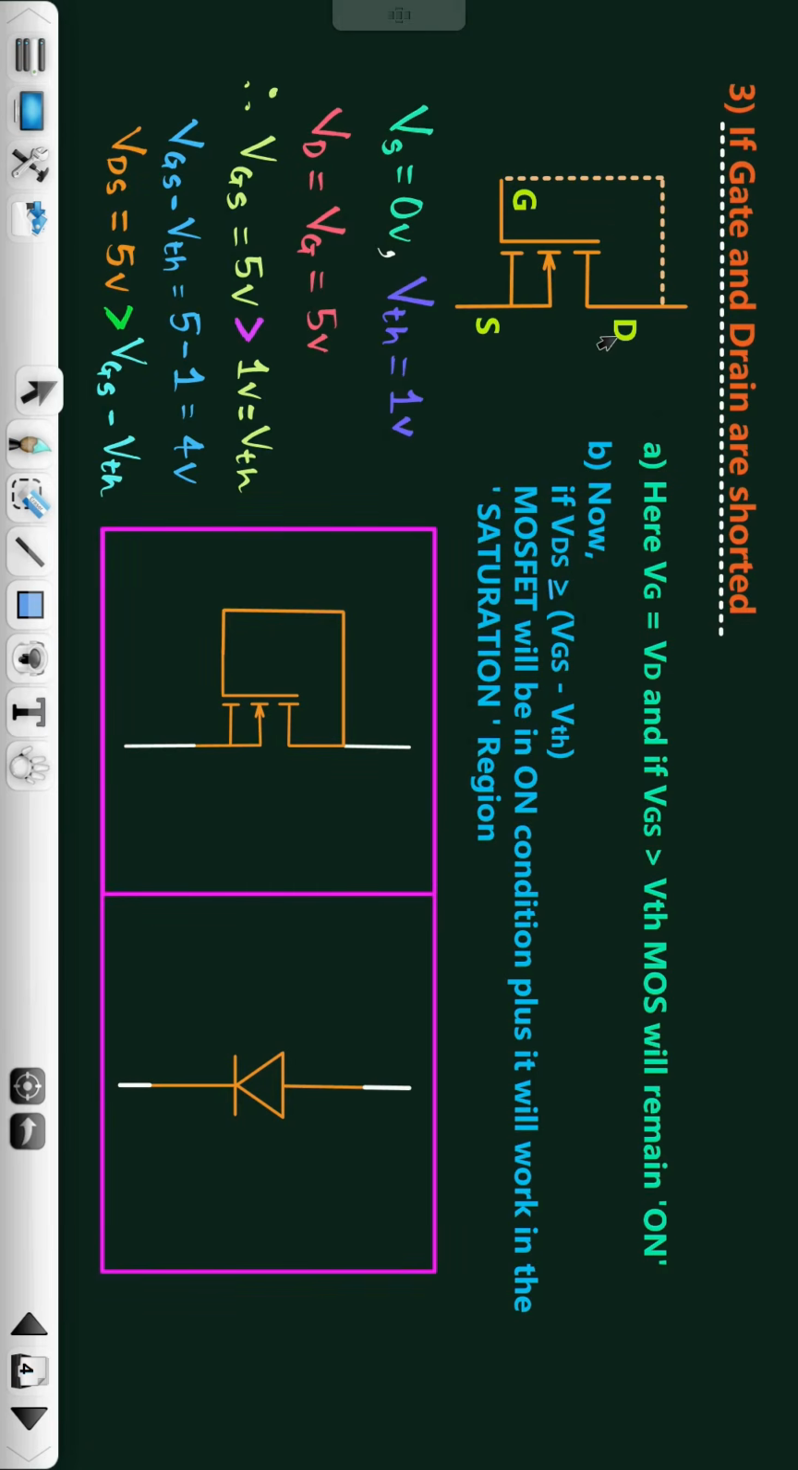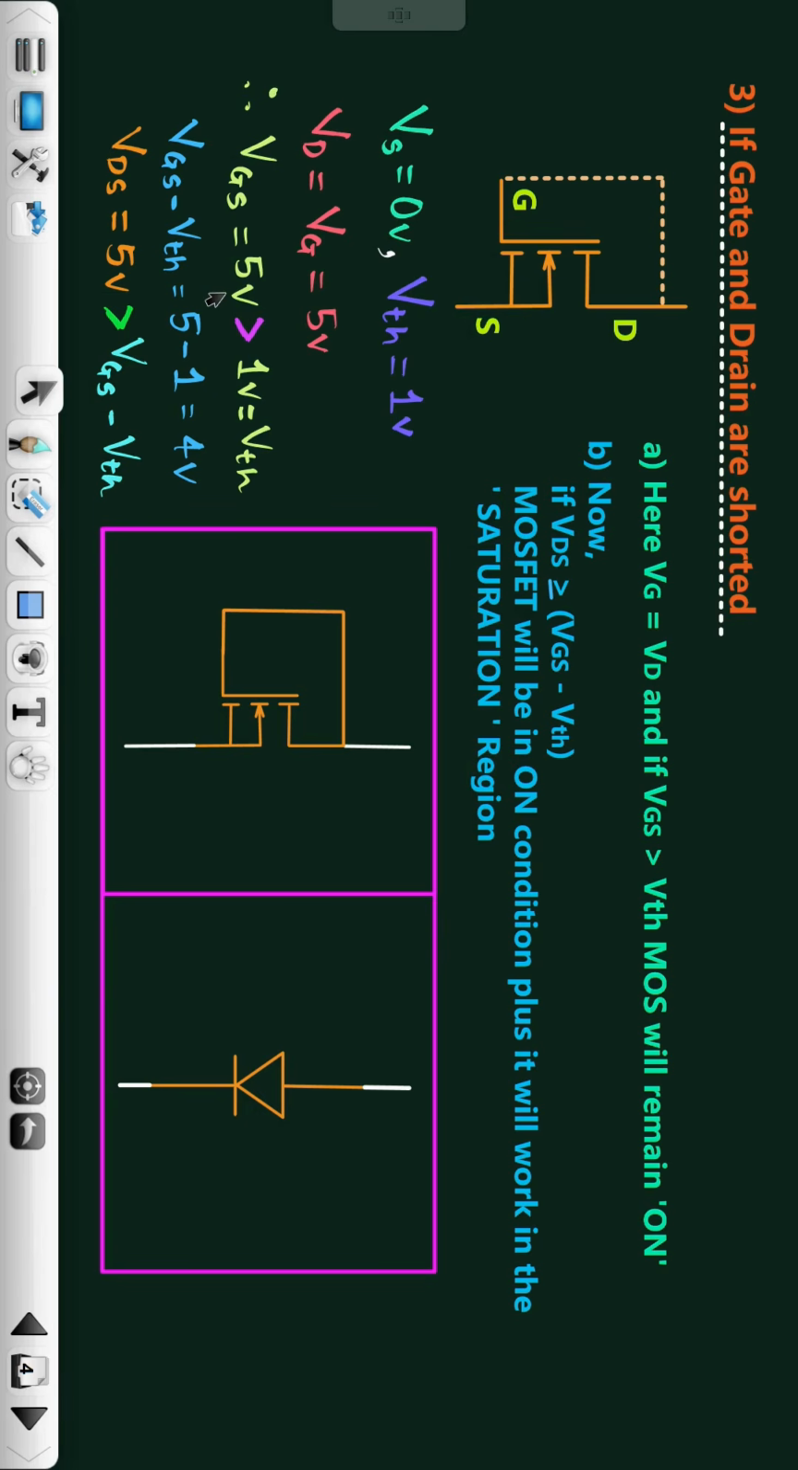The last one we have is shorting the gate and drain terminals. Whenever we short the gate and drain terminals, we ensure that both conditions are satisfied. That is, my gate-source voltage is greater than the threshold voltage. As you can see, if my threshold voltage is 1 volt and the source voltage is 0 volts, the gate and drain voltages will be 5 volts, as they are both shorted together, right?